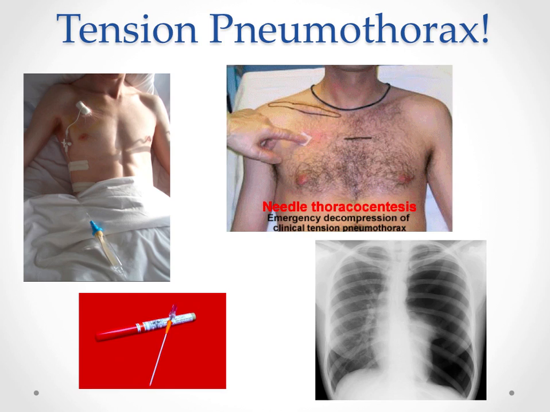You insert a 14 gauge wide bore IV cannula at 90 degrees straight through the skin until you get a hissing noise from entering the hemithorax, and then you withdraw the needle and advance the cannula into the chest. This reduces that compression, turns your tension pneumothorax into a simple pneumothorax, and allows the mediastinum to return to its central position. In the top left you can see a 14 gauge cannula left in situ with a small catheter coming off of it, and then what we call a Heimlich valve, which is a one-way valve attached to the bottom of the catheter.